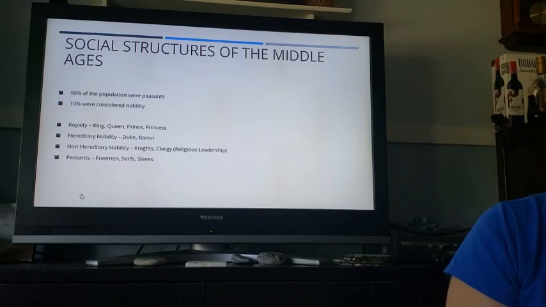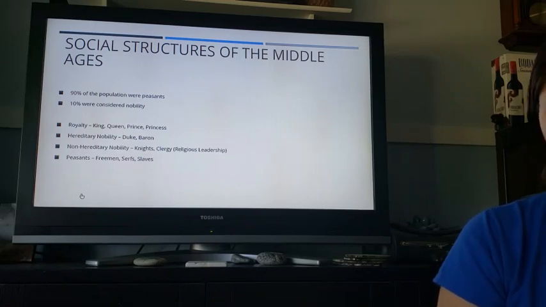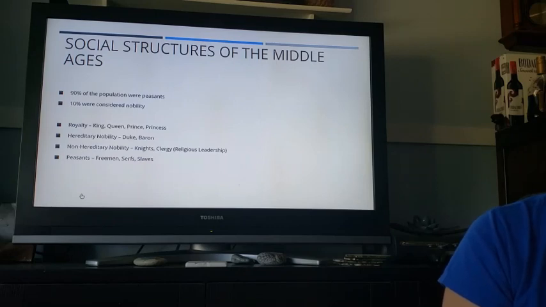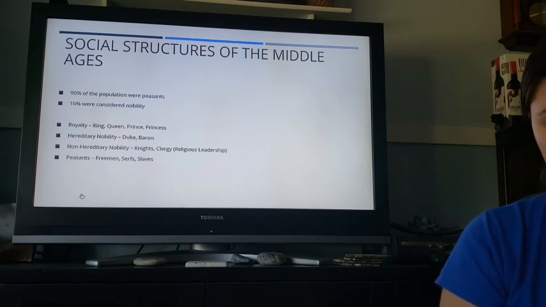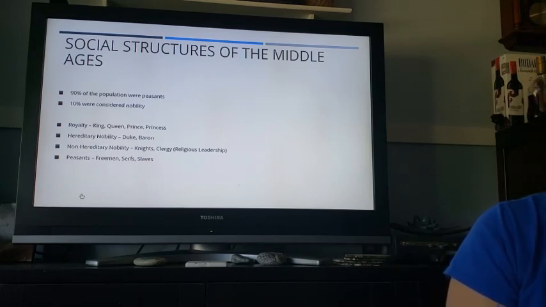So there's the peasants, and of course they're the lowest social rank during the Middle Ages. The peasant class included freemen, who had some rights and land, serfs, who had no rights, and the slaves, who were bought and sold.